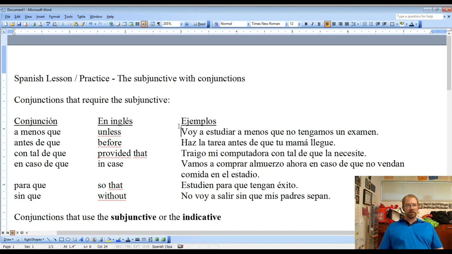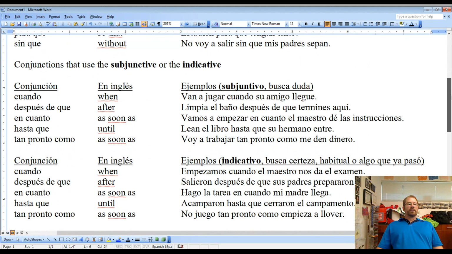There's doubt there. Next one, estudien, is an ustedes command. So I'm telling people to study so that you're successful. Just because I tell you to study, I don't know if you will. So there's doubt there, and that's why it's in the subjunctive. And then the last one, no voy a salir sin que mis padres sepan. So I'm not going to leave without my parents knowing. But it's in the subjunctive just because maybe they won't find out or something. You know, I don't know what's going to happen. That's why there's doubt there.